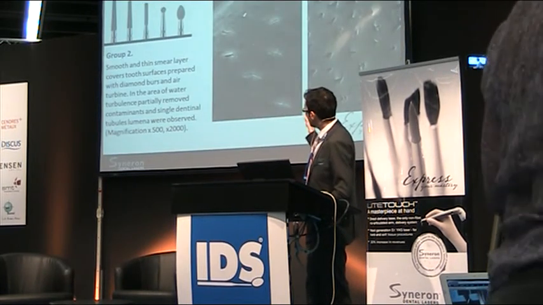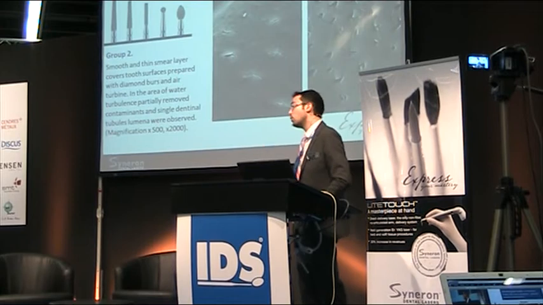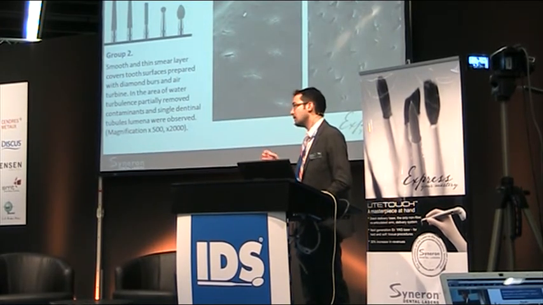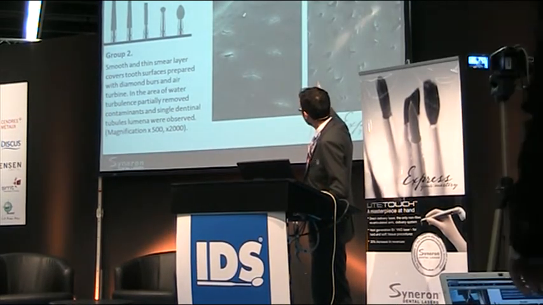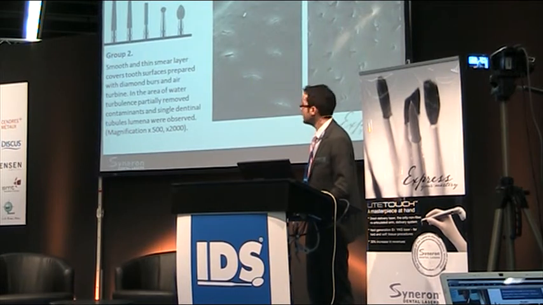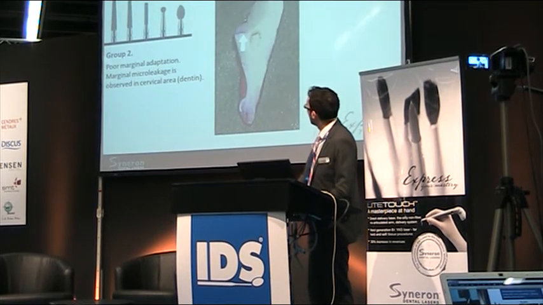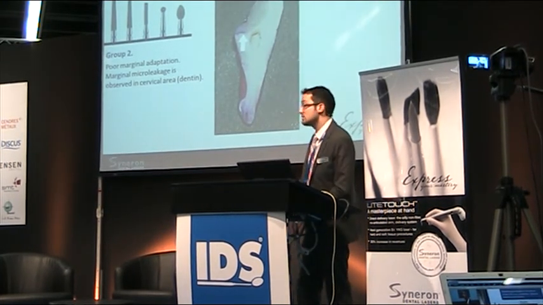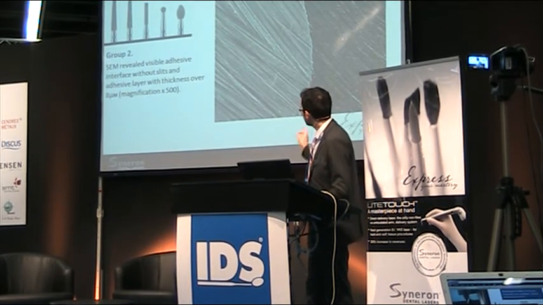For the second group, you can see the results for the turbine preparation. Because of the cooling water, there is some kind of water turbulence. Okay. Smear layer is removed, but there are also remnants. In some pictures you can see the orifices of dental tubules, but in others you can't. So we still have remnants. Also, the marginal adaptation was not perfect, and you can see the spaces and the gap between the two layers.